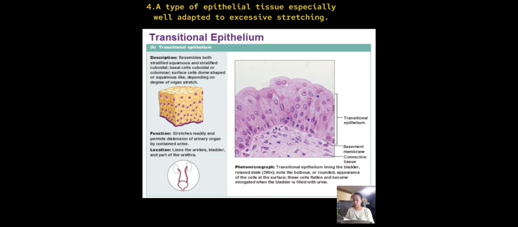Number 4 question is, it is a type of epithelial tissue especially well adapted to excessive stretching. So the answer here would be transitional epithelium, since we all know that one of the characteristics of transitional epithelium is that it can adapt to stretching. It is found in areas like the urinary bladder, the lining of the urinary bladder.